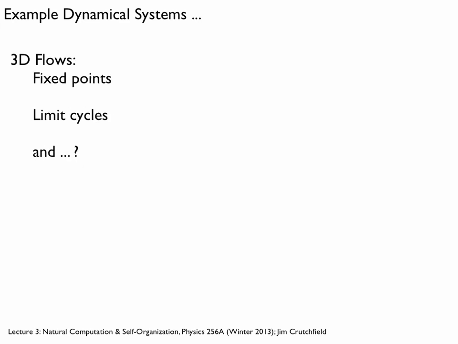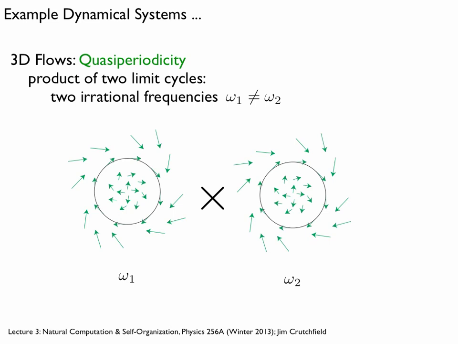So what about 3D? What can happen in 3D? Again, we can just import the lower dimensional phenomena. So we have fixed points, we have limit cycles. Anything new? There are 2 new things. So the first one is sort of a generalization of limit cycles. It's called quasi-periodicity.